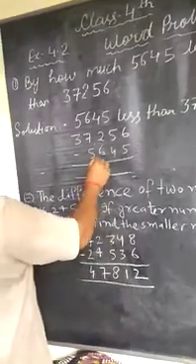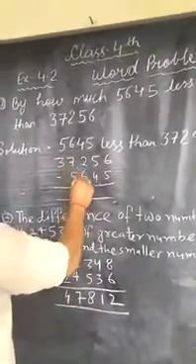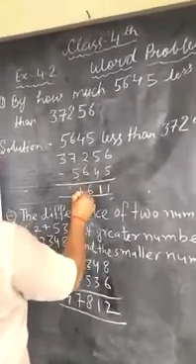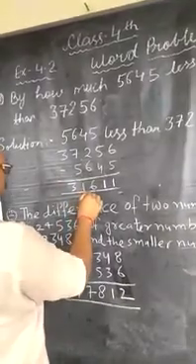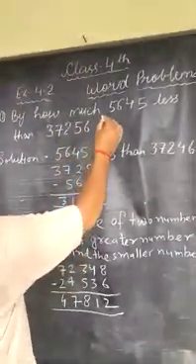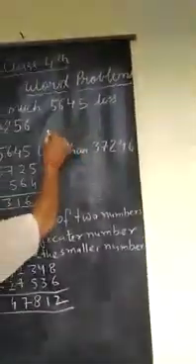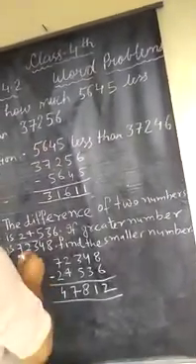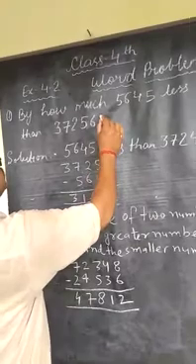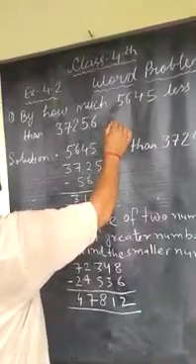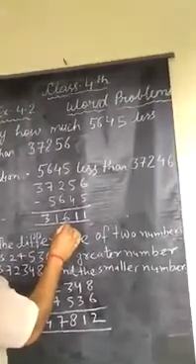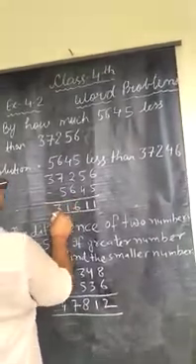Here the greater number is 37,256, and the smaller number is 5,645. We subtract the smaller number from the greater number and obtain 31,611. So 31,611 is how much less. Our answer: 5,645 is 31,611 less than 37,256. On this we get the answer.